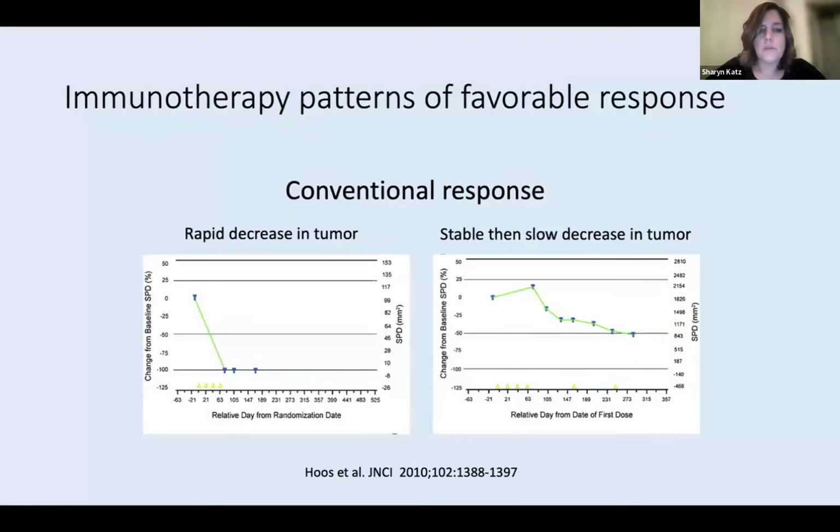If you look at the axis of the chart, it's millimeters of lesions, the tumor lesions, skin lesions. And they looked over time and characterized 4 different patterns that were associated with a favorable response to immunotherapy. The first 2 you see in conventional responses, to conventional chemotherapeutics and targeted agents to growth pathways. That's either a rapid or a slow, steady decrease in tumor.